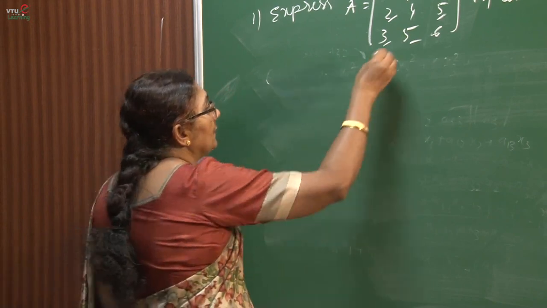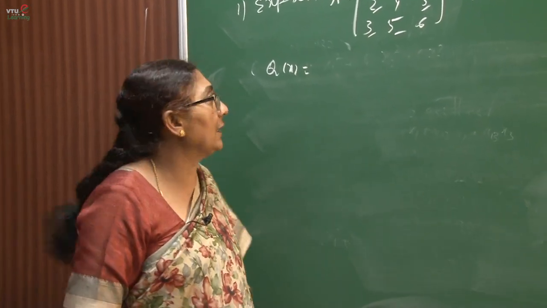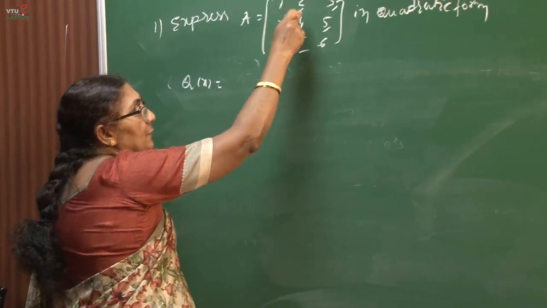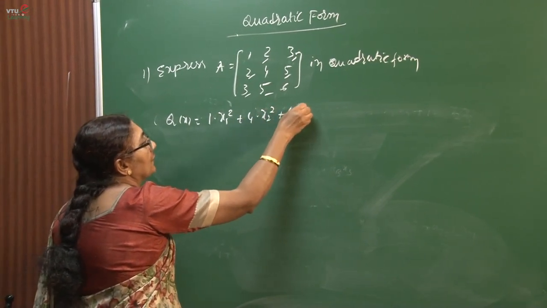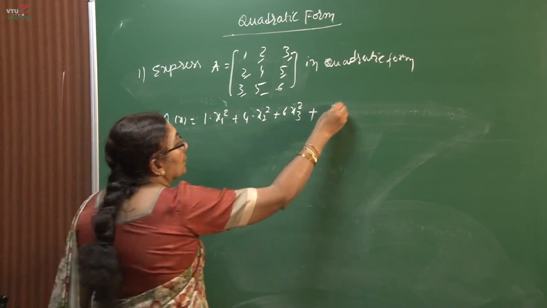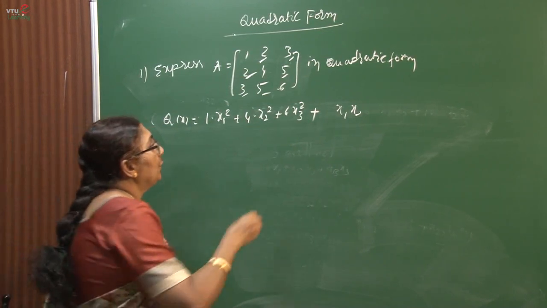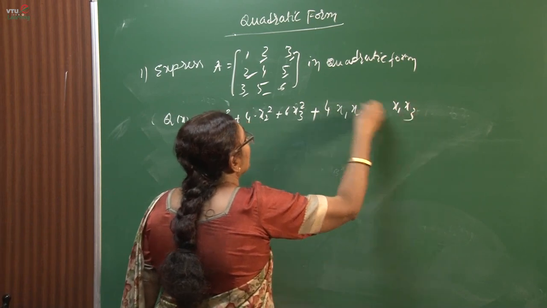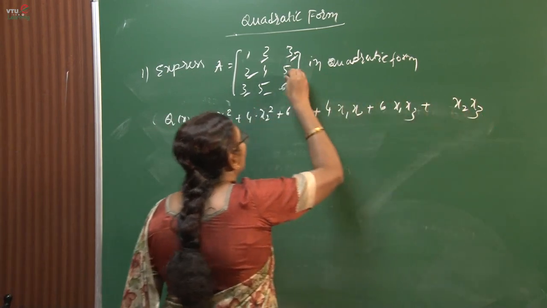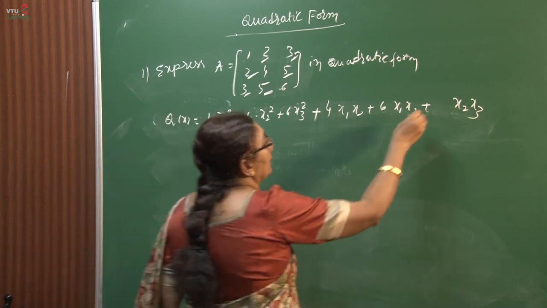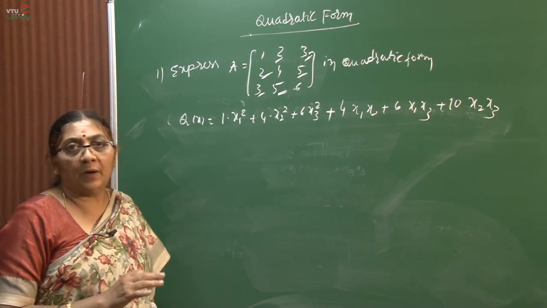Okay, now this is actually Q of x must be equal to, recall, just a few minutes before I derived the result for the expression for the quadratic form: the diagonal values are the coefficients of x1 square, x2 square, x3 square, therefore 1 into x1 square plus 4 into x2 square and then 6 into x3 square. And then the x1, x2 coefficient is nothing but the sum of a12, a21, which means 4. The x1, x3 coefficient is nothing but the sum of a13, a31, 6. And the x2, x3 coefficient is nothing but the sum of a23 and a32, which is 10. This is a way to express the given matrix in the form of a quadratic.